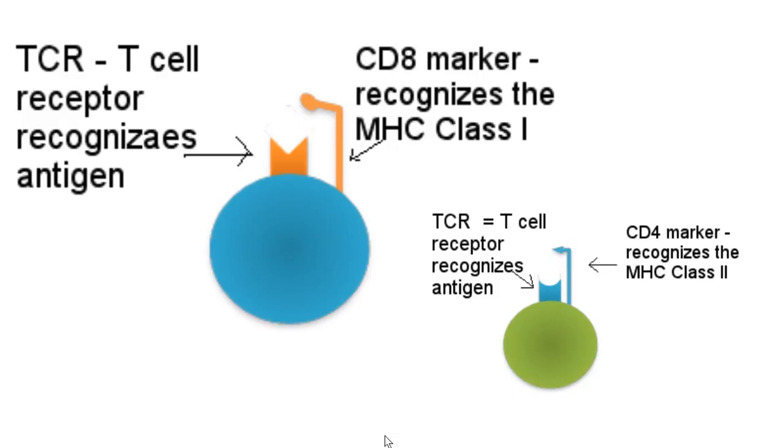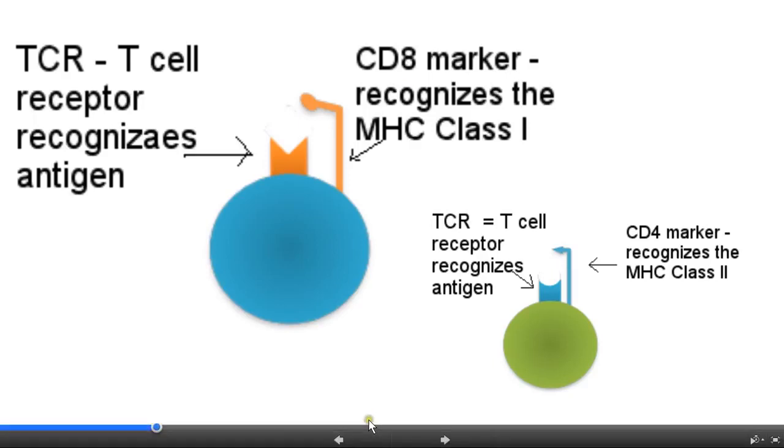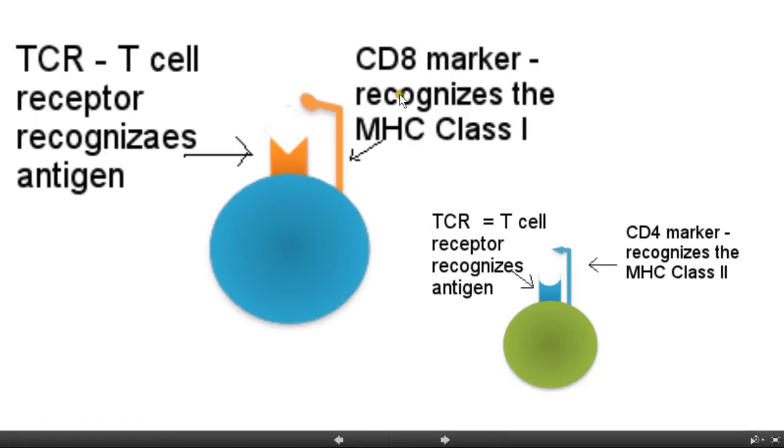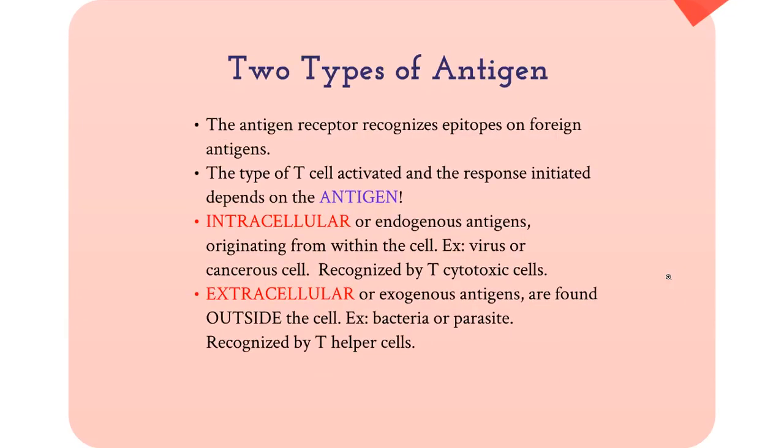The second protein is a cluster of differentiation marker known as a CD marker. The T cytotoxic cells have a CD8 marker, and T helper cells have a CD4 marker. Both surface markers are essential for the activation of T cells. As we just saw, T cells have TCRs on their surface, each recognizing a unique antigen. Therefore, let's talk about antigens.